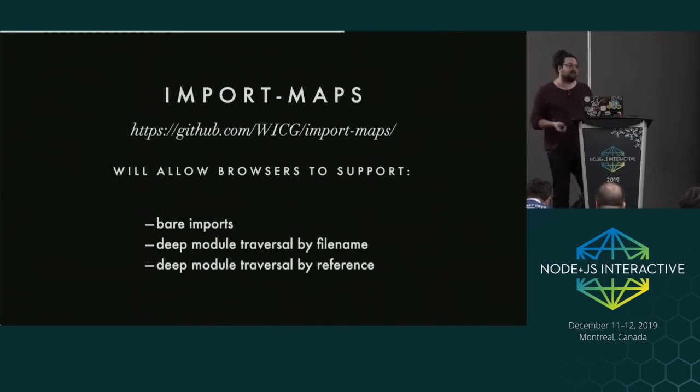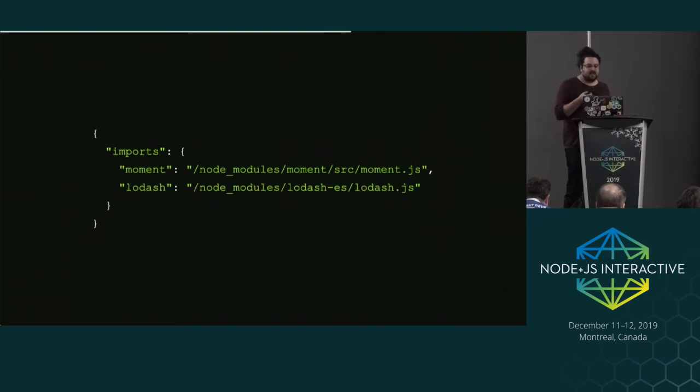Most notably missing is file extension resolution and directory resolution. But it gets us like 90% of the way there, which actually may bother people more. But what's really great about this is it's a consistent thing. And this is what an import map would look like, a very straightforward import map, where you have moment and Lodash, and it specifies the node modules folder and the entry point.